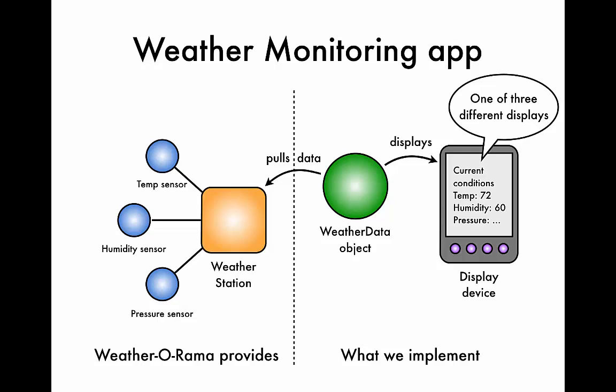Now, Weather-O-Rama already has a weather station set up, and at that weather station they have various sensors: a temperature sensor, a humidity sensor, and a pressure sensor. What our software needs to do is implement a weather data object that pulls weather data from the station and updates 3 different display elements with the new information.